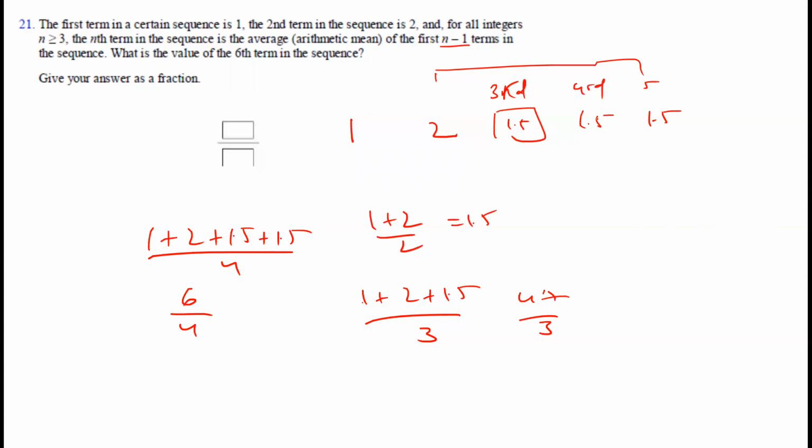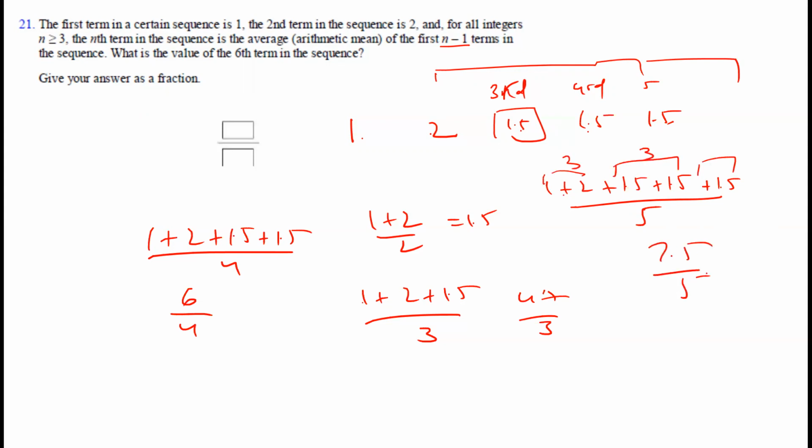So the sixth term would be 1 plus 2 plus 1.5 plus 1.5 plus 1.5 divided by 5. So 3 plus 3 plus 1.5 is 7.5 divided by 5. That is 1.5. So 1.5 is 3 by 2.